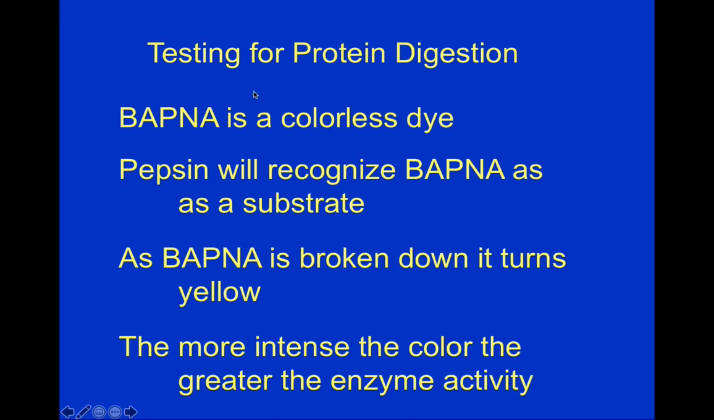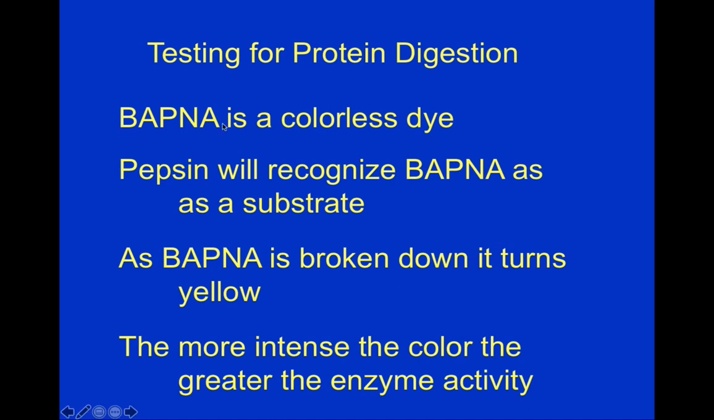There is in fact one other test that we can administer to show the effects of protein digestion. And this test uses a molecule known as BAPNA. BAPNA is a dye that contains no color. Normally this dye is clear. However, when it acts as a substrate for pepsin from the stomach, it's going to start producing a yellowish color.